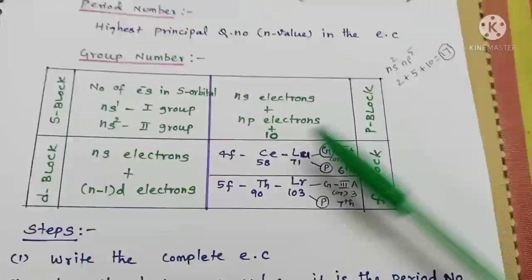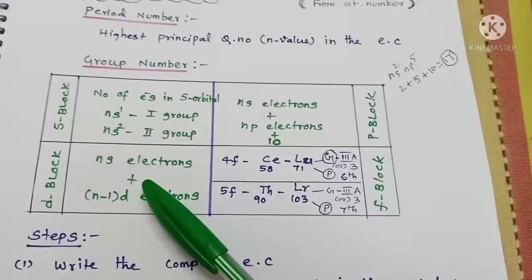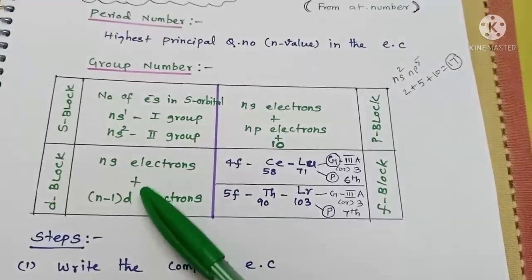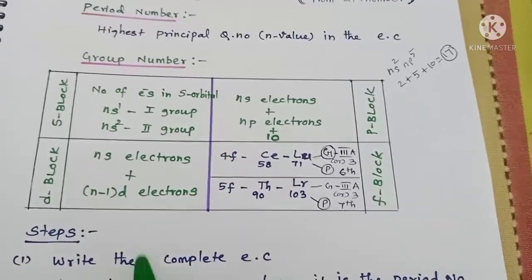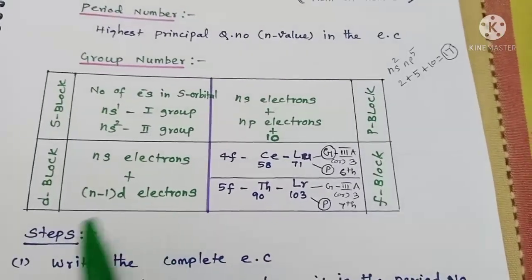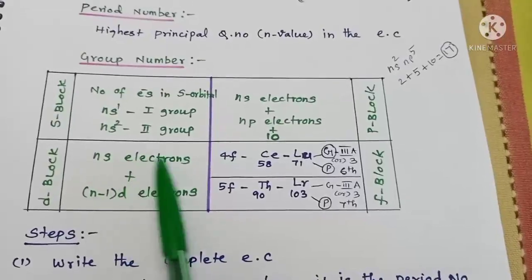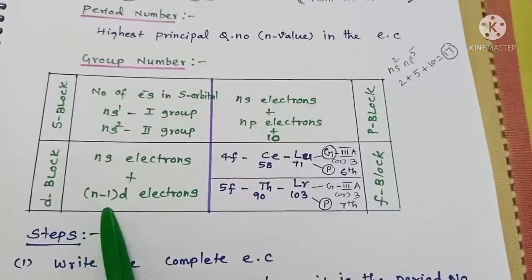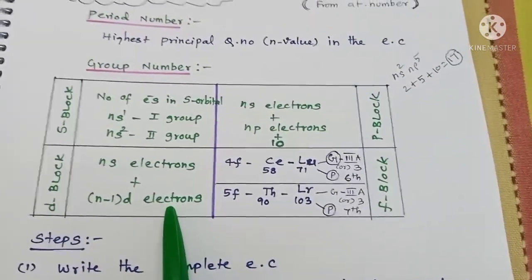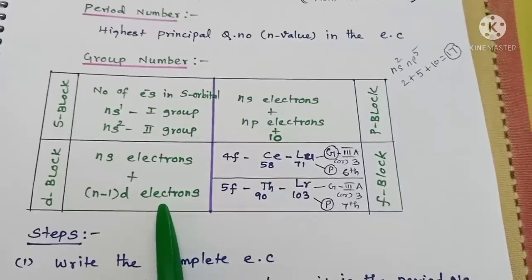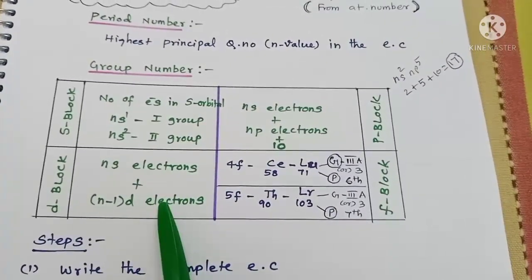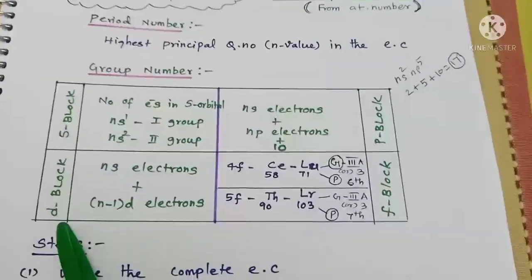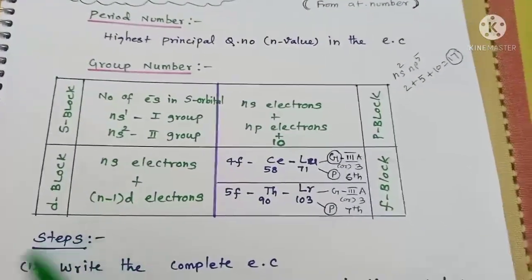Then the third category, the d block. For finding the group number in the case of d block elements, if the valence electron is in the d orbital, to find the group number we are supposed to add the number of s electrons as well as the number of d electrons of that element in the valence configuration. The summation of the number of s electrons and d electrons will give the group number of d block elements. Let us see some examples for that.